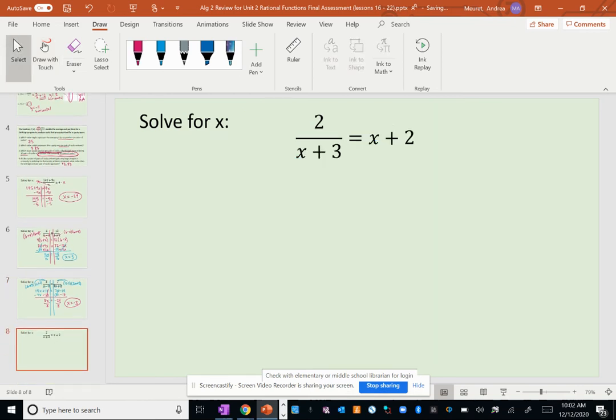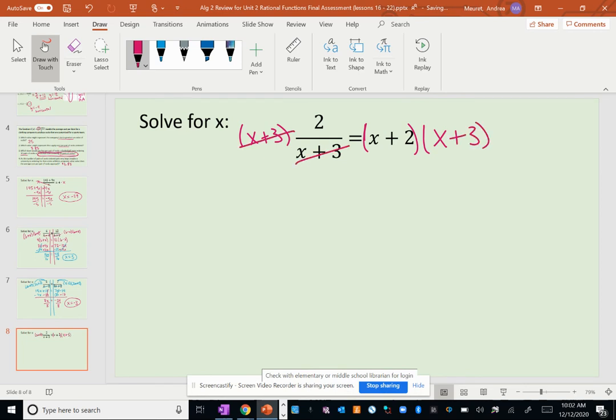And this is our last problem. So I'm going to eliminate the fraction. There's just one fraction this time. And I'm going to do that by multiplying by x plus 3 on both sides. So I have this. And then x plus 2 times x plus 3. I'm going to multiply that out.